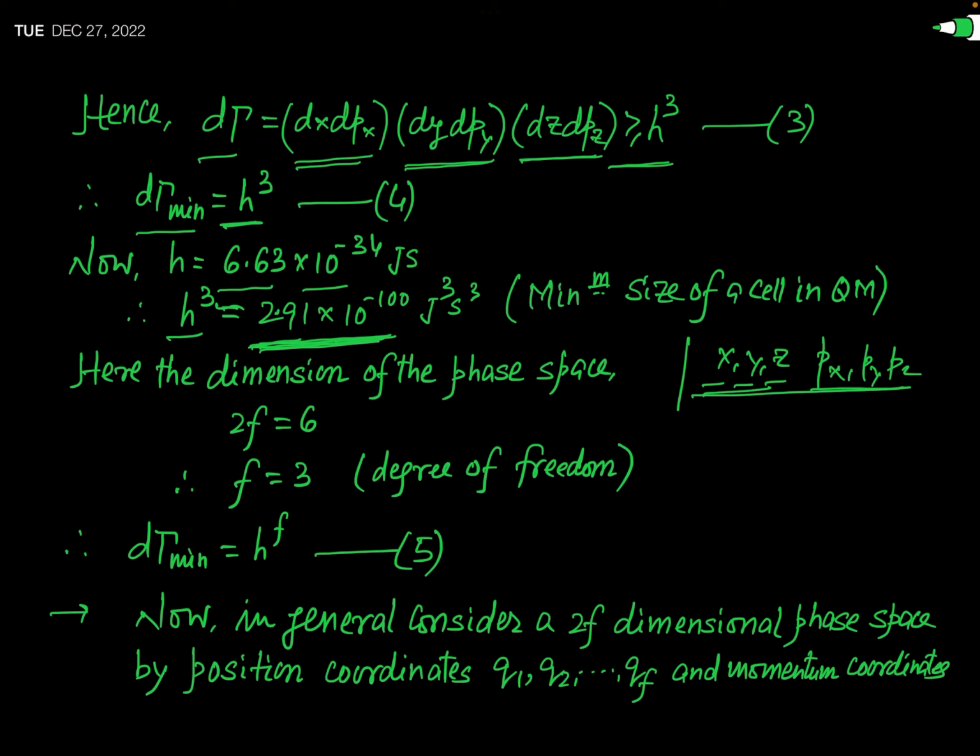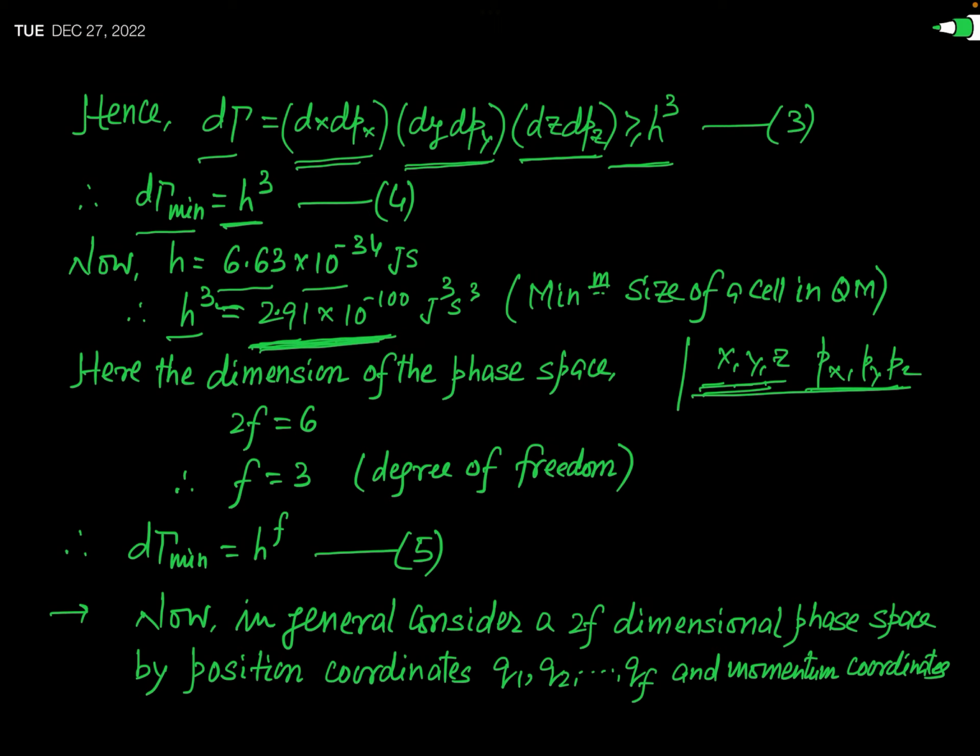So you know our space which we are talking about is actually 6 dimensional, because we need 3 position coordinates and 3 momentum coordinates to describe the state of a system in this space. So in general, if f is the degree of freedom of a system, then our phase space is 2f dimensional.